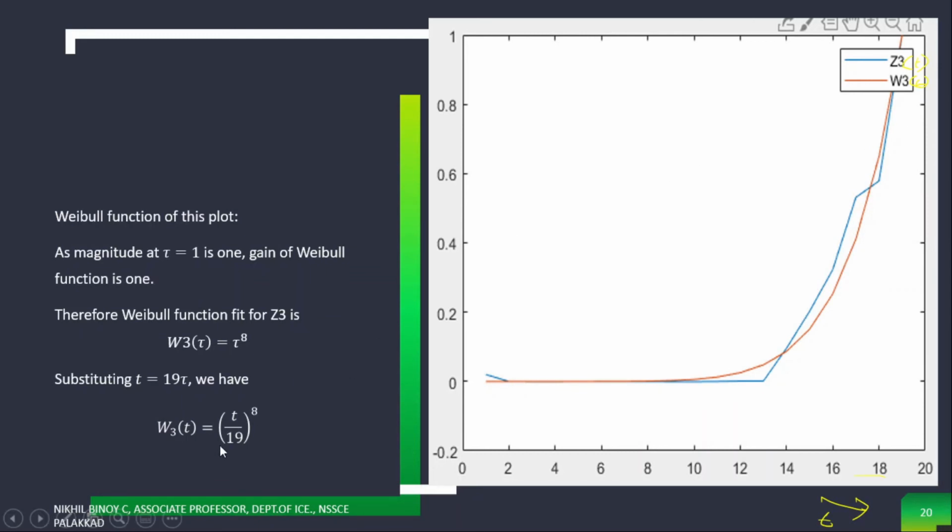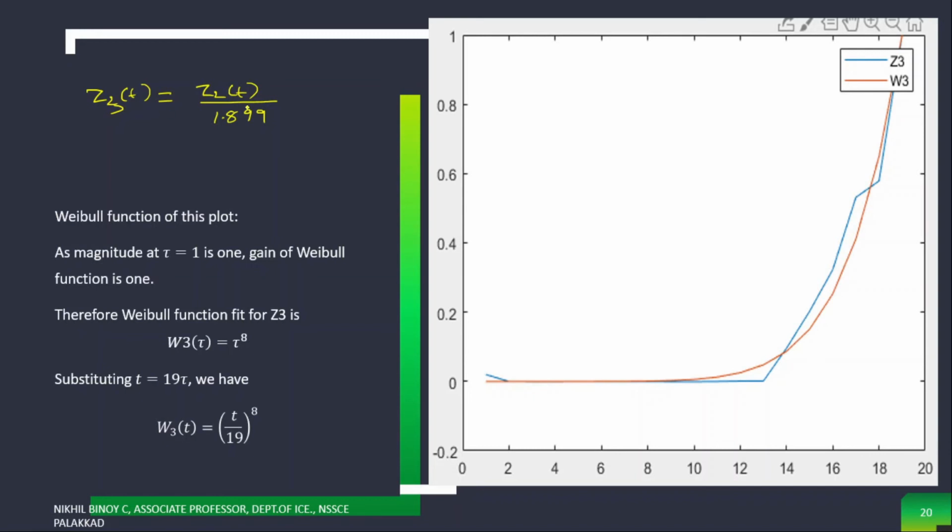So now what we have to do? Now we have W3 corresponding to Z3 of t. W3 of t is a variable representation of Z3 of t. Actually, what is Z2 of t? I think I wrongly explained this one. Z3 of t is equal to Z2 of t divided by, not 19, 19 is time, I am very sorry, Z3 of t is Z2 of t divided by 1.899. In order to normalize magnitude, tau is t by 19.